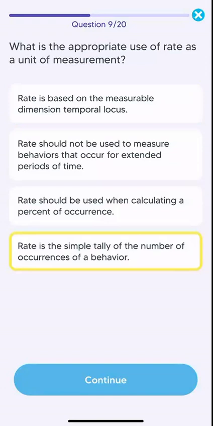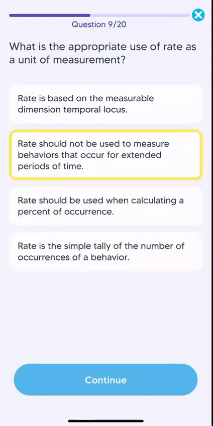Rate is a simple tally of the number of occurrences of a behavior. But yeah, that couldn't be the answer then. Rate is based on measurable dimension temporal locus. Rate should not be used to measure behavior that occurs for an extended period of time. Appropriate use, but shouldn't be. When calculating a percent of occurrence, no.